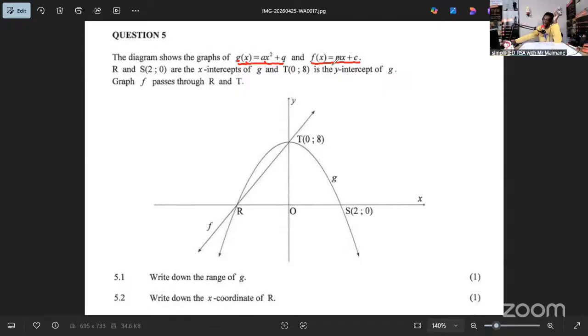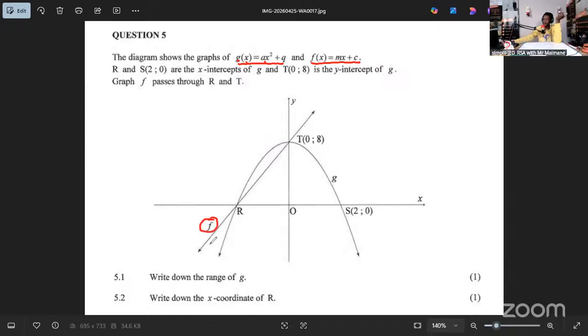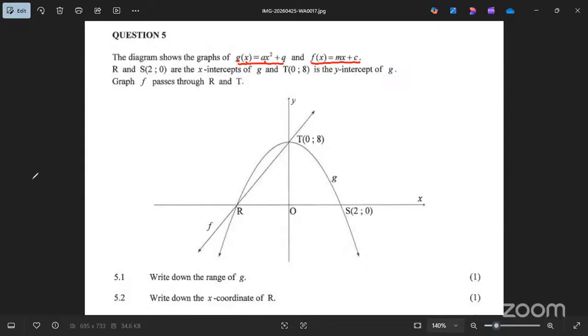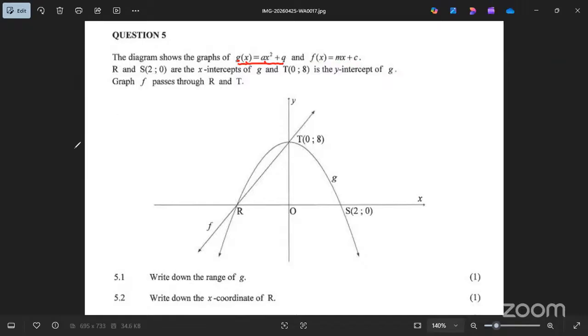So the f represents the straight line. So f of x equals mx plus c. So the graph that represents f is the straight one. The way they are making it easy for you, they label the graph next to the actual shape: g is next to the shape of g and the straight line is next to the shape of a straight line. So in this regard, let me use different colors to make it make sense.